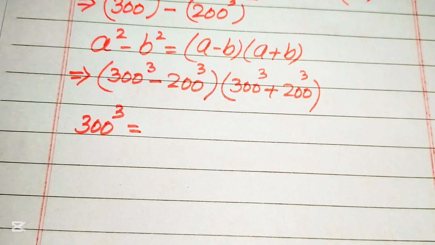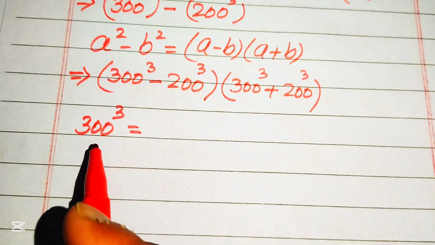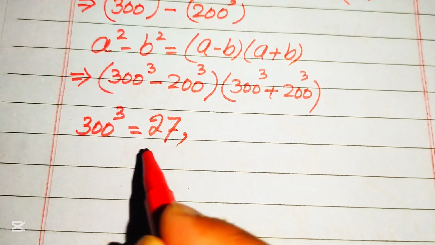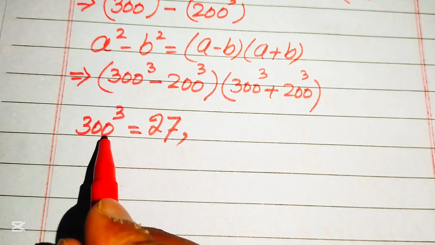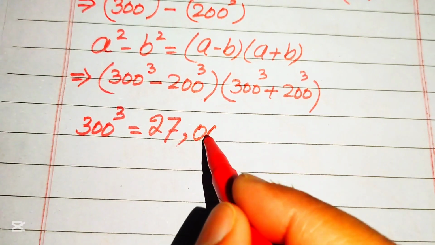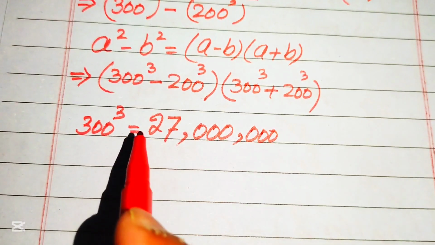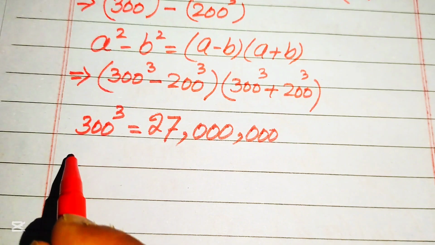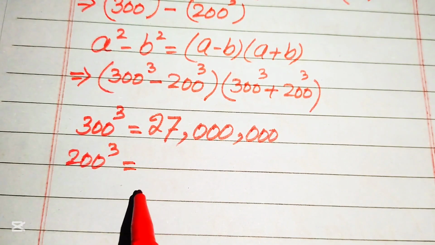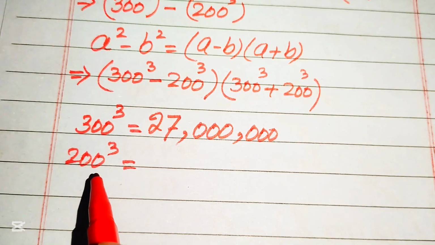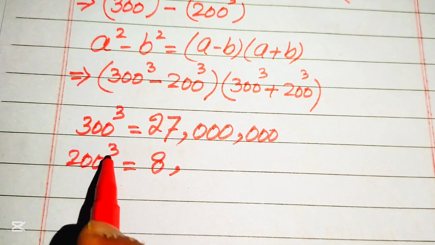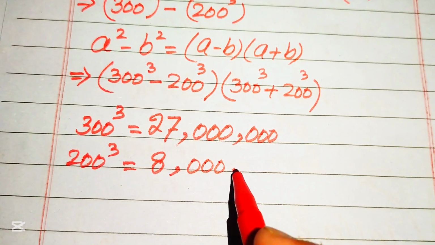After this step, our next target is to find the value of 300 cubed and 200 cubed. First we find the cube of 300. You know that 3 cubed equals 27, and the cube of these 2 zeros becomes 6 zeros. It means that the cube of 300 equals 27 million. Similarly, the cube of 200: 2 cubed equals 8, and the cube of these 2 zeros again becomes 6 zeros.